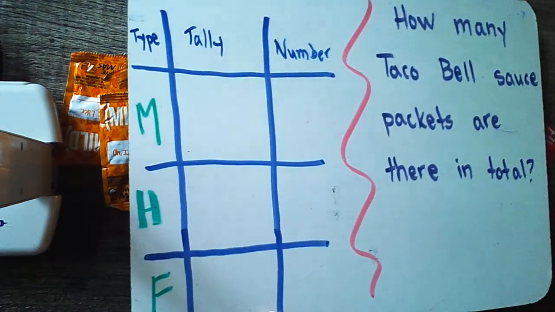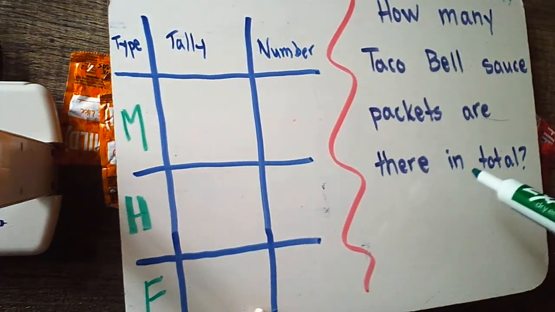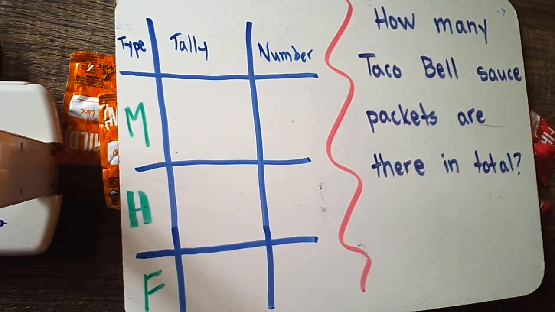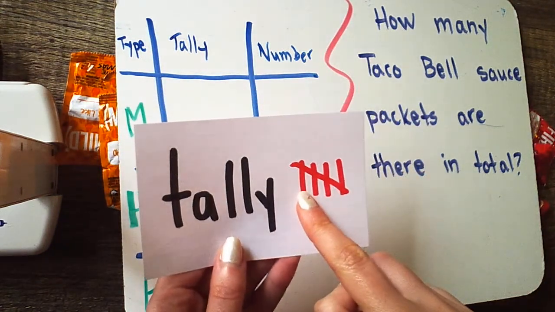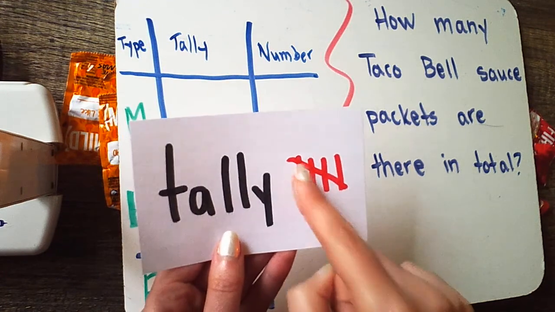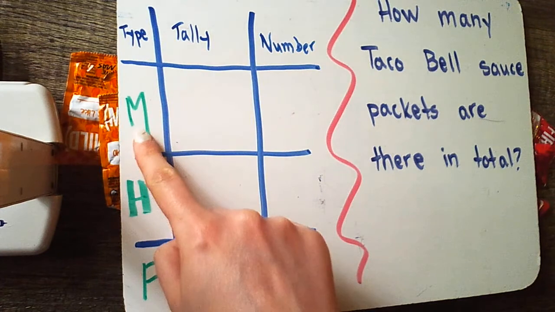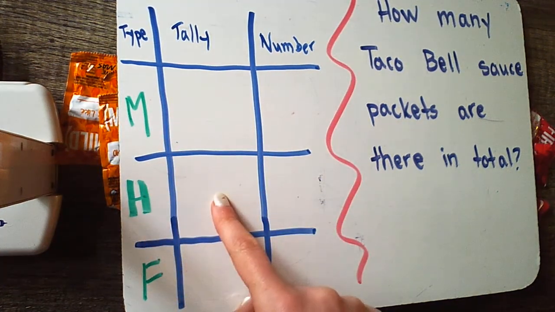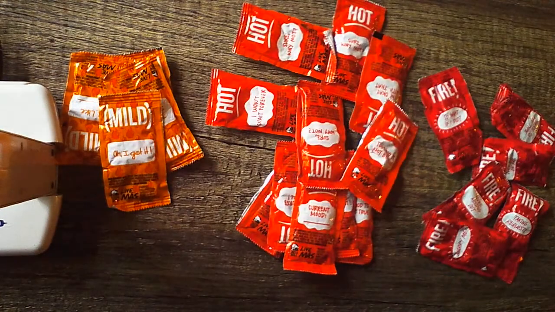So I'm going to get all of my information organized into my chart here, so that way I can answer a question about the total number of packets that we have. Well, now that we have organized or sorted our data, now we're going to have to tally it. Now remember, each tally mark stands for 1. And when we get to our 5th, we cross it. So I have to first look at how many mild I have, show my tallies. How many hot do I have? Show my tallies. How many fire do I have? Show my tallies.